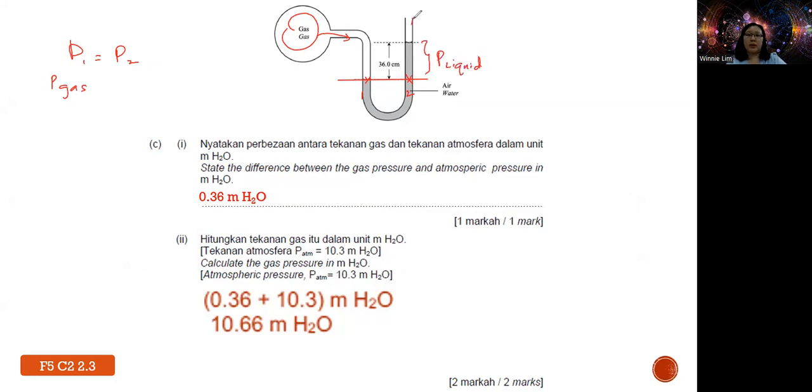While at point 2, you have a column of liquid, right? And then on top of it, you have this atmospheric pressure. So hence you have this liquid pressure plus atmospheric pressure. So hence, in terms of the length in meter, this liquid pressure itself is 0.36. And they also tell you the atmospheric pressure is 10.3. That's why you have this relationship. And you get this 10.66 meter H2O.